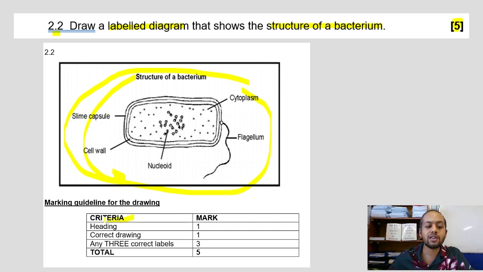The criteria for marking this drawing is, if it's out of 5 marks, you'll have 1 mark for the heading, 1 mark for the correct drawing, so because you drew the bacterium according to what the question instructed you, 1 mark for that, and any 3 correct labels gives you the total mark allocation out of 5. Please ensure that you comply with this criteria so that you are guaranteed that you get the full 5 marks for 2.2.